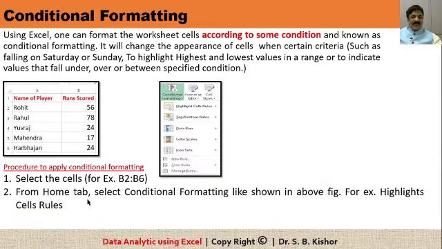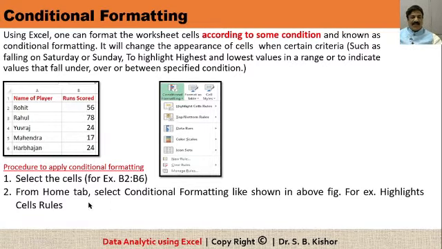Then from the home tab, select what? Conditional formatting. Under that, you have different options of conditional formatting. For example, you can highlight the cell, or if you want to display only the top scorer or lowest scorer or something like that. You can also display the values in the form of a bar, etc.